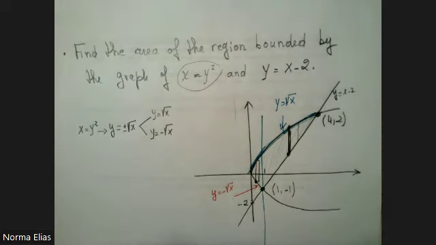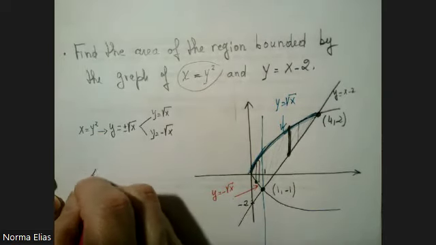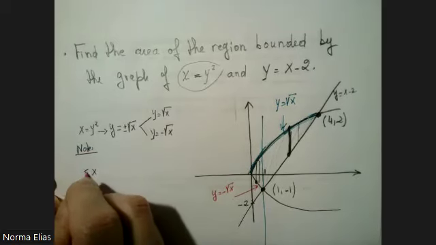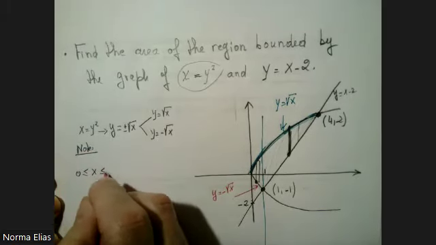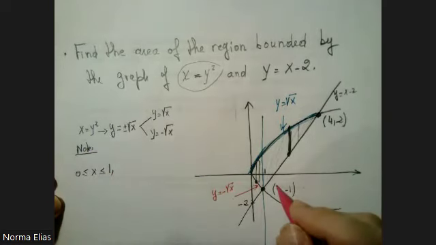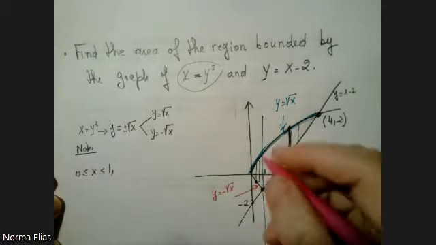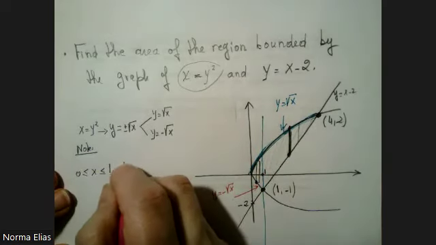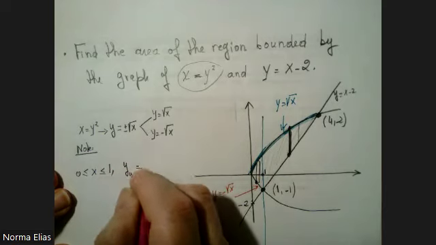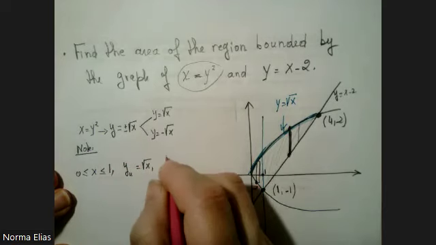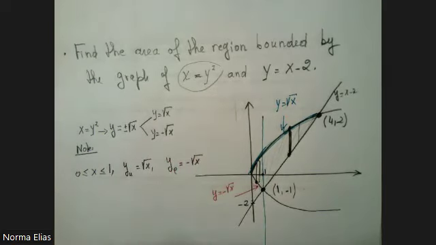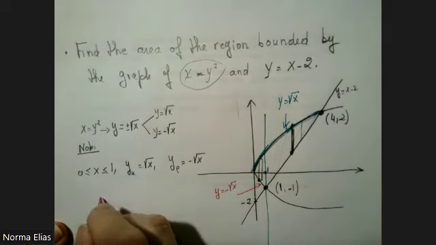So let's write this down. Let us note: if x is between 0 and 1, where did I get the 1 from? This is the intersection point here, 1. If x is between 0 and 1, then the upper curve is the square root of x. The lower curve is minus the square root. So the bottom curve is changing, and that's really what's happening here.